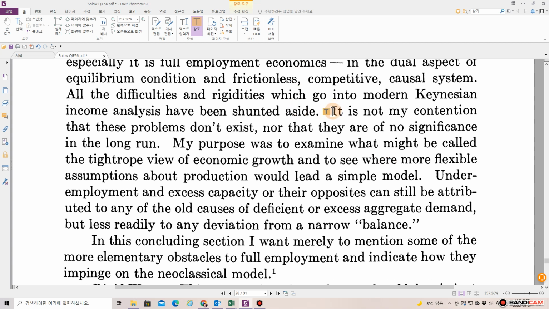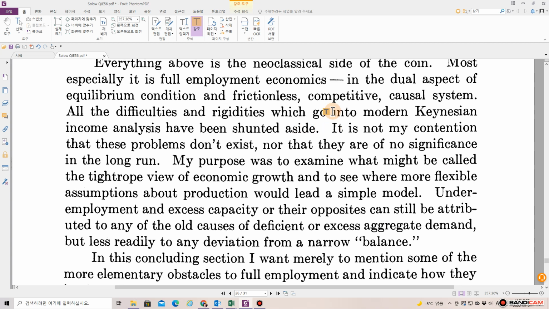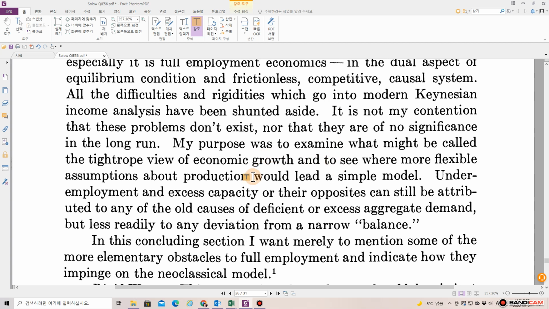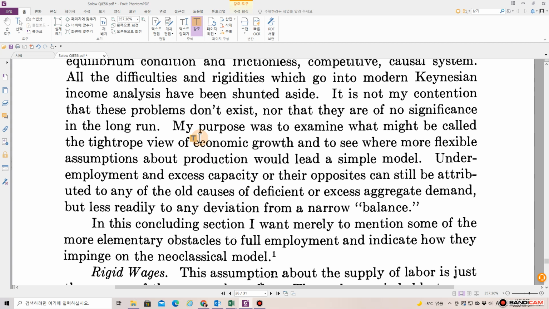It is not my contention that these problems don't exist, nor that they are of no significance in the long run. My purpose was to examine what might be called the tightrope view of economic growth, and to see where more flexible assumptions about production would lead a simple model. Underemployment and excess capacity, or their opposites, can still be attributed to any of the old causes of deficient or excess aggregate demand, but less readily to any deviation from a narrow balance.